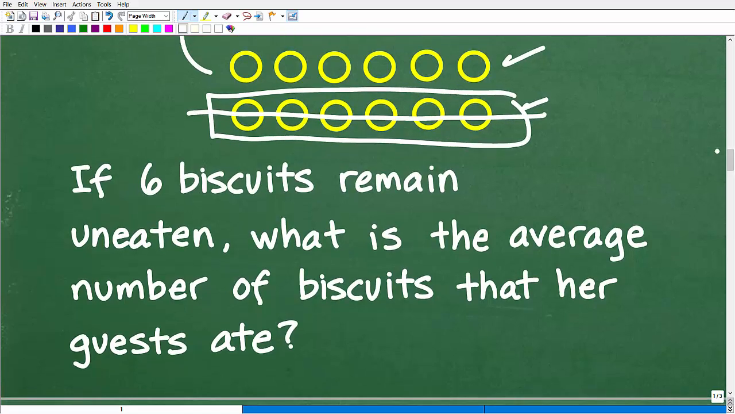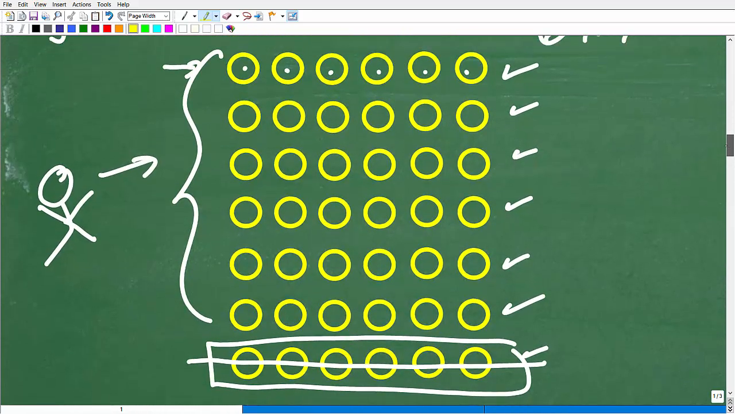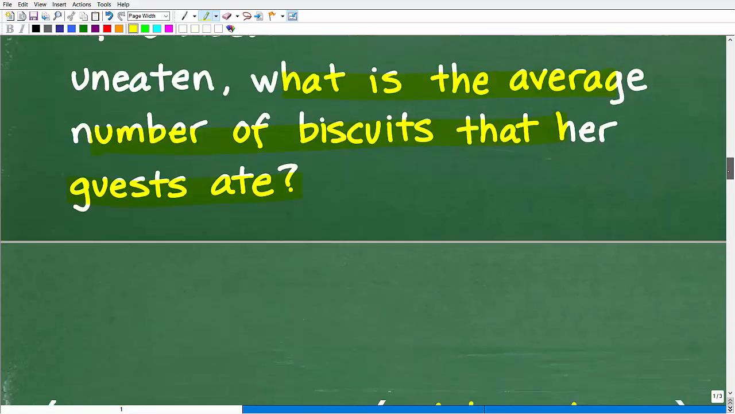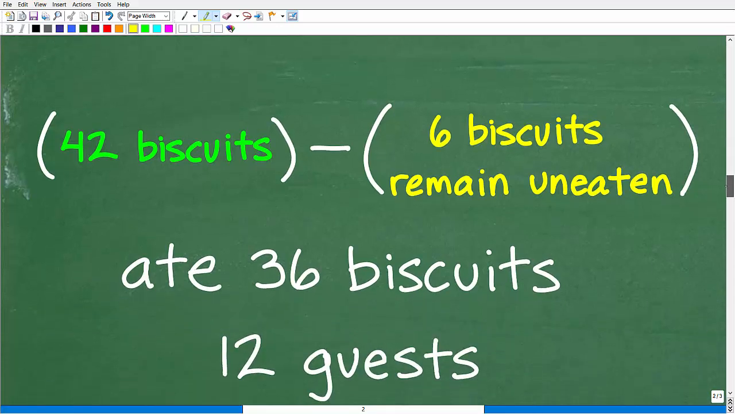But the rest of the problem states the following. If 6 biscuits remain uneaten, what is the average number of biscuits that her guests ate? So what we need to do is to calculate the actual number of biscuits that her guests ate, which of course is pretty straightforward math when we look at it like this. But we didn't have to draw these biscuits out. We could just think to ourselves, all right, there's 42 biscuits, 6 biscuits remain uneaten, so 42 minus 6 is 36 biscuits. So that's how many biscuits that her 12 guests ate.